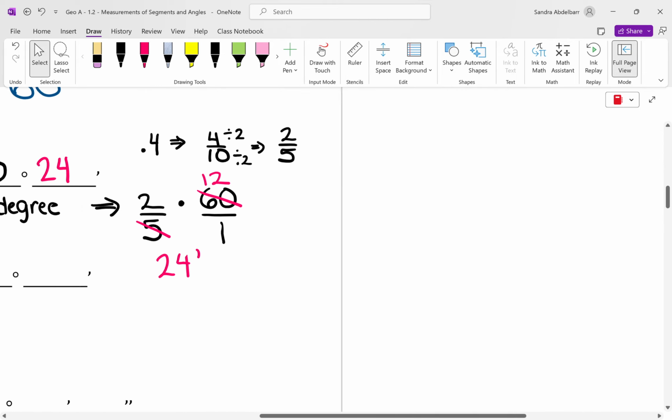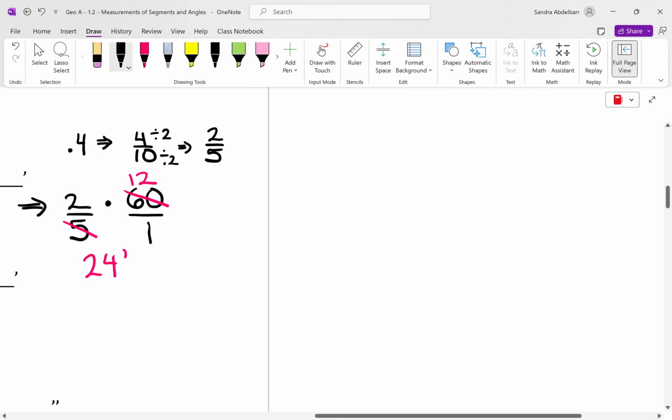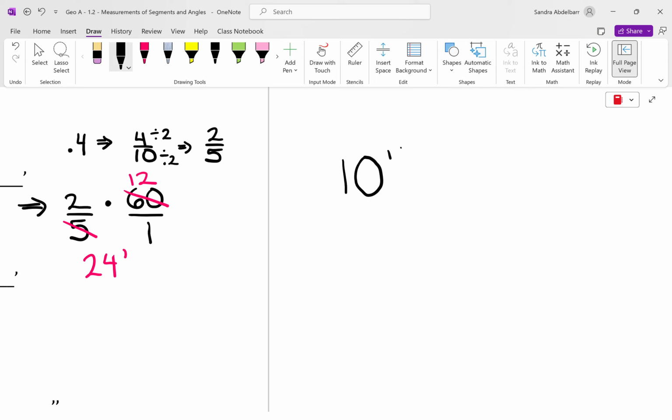Before we move on to the next one, I want you guys to try this one. Convert 10 and 1/3 degree into degrees and minutes.